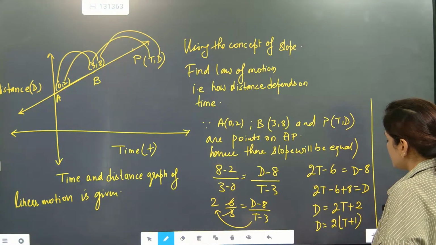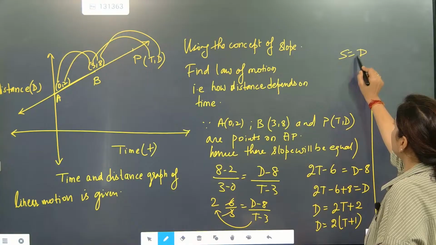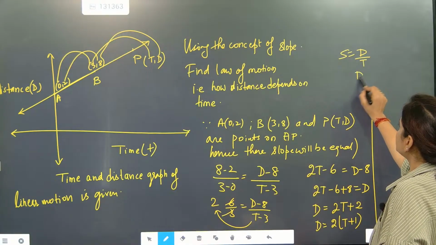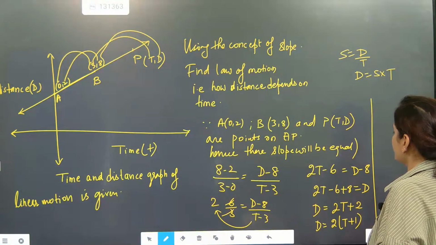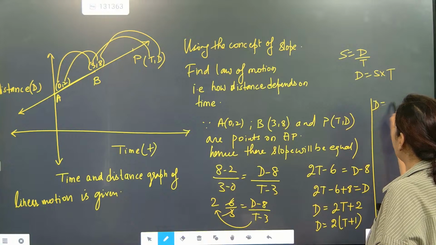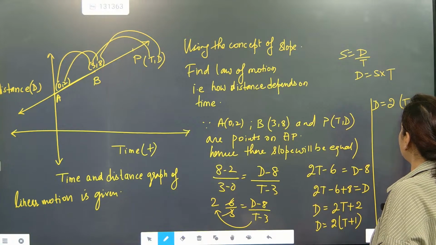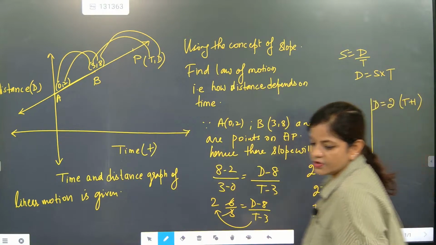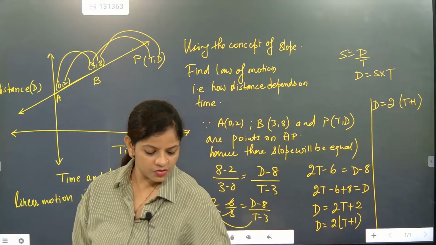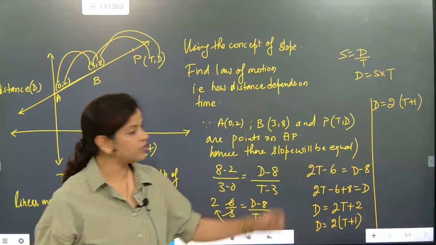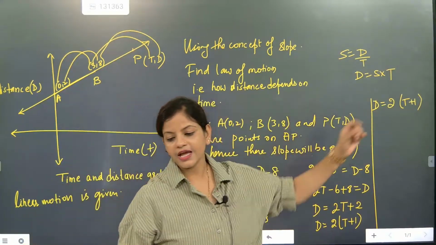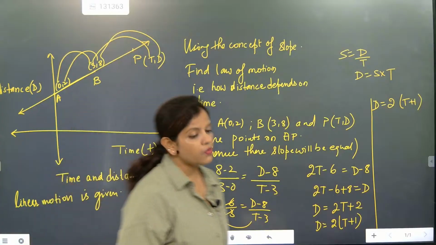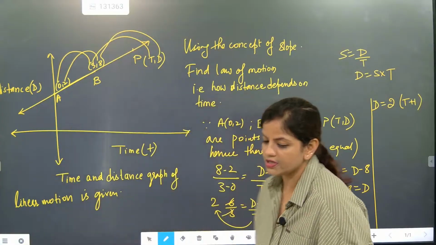Here you know that speed is equal to distance by time, so distance is equal to speed into time. So here d is equal to 2 into (t plus 1). This is the required relation. Speed can be 2 here and time is t plus 1. So this is the required relation that is formed in this equation.